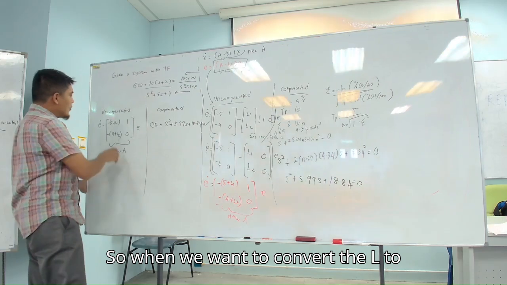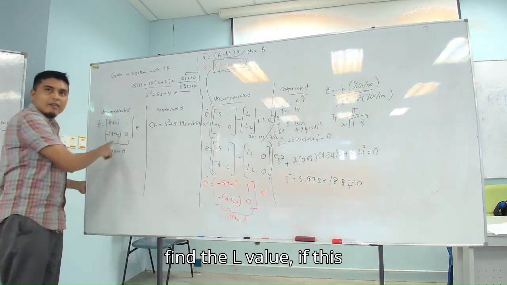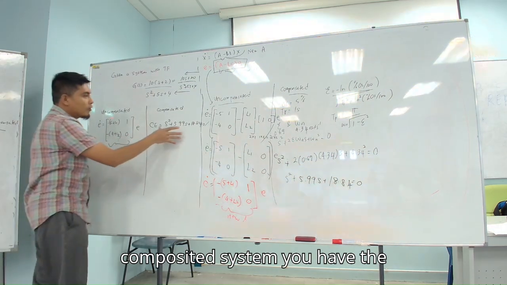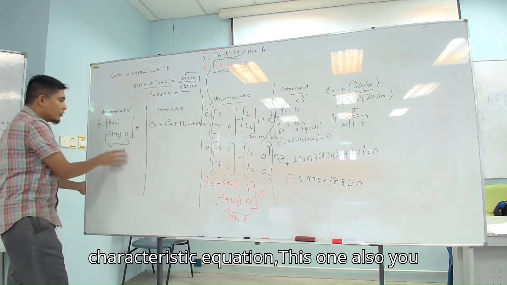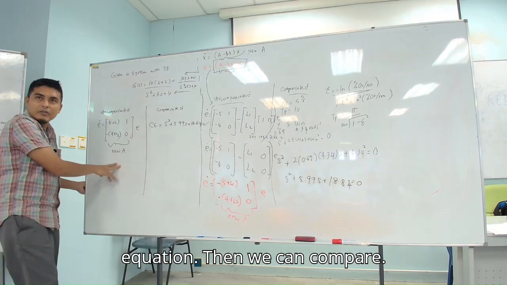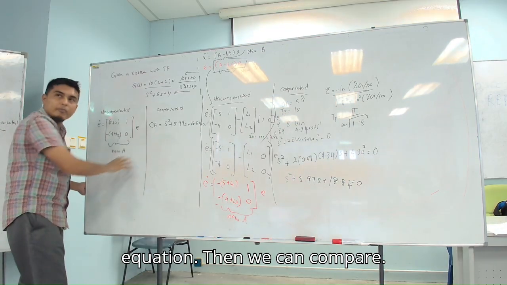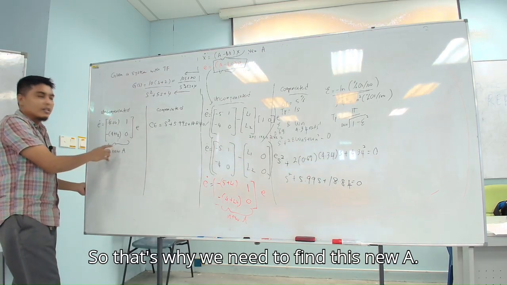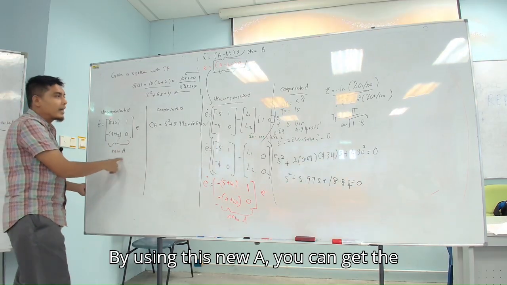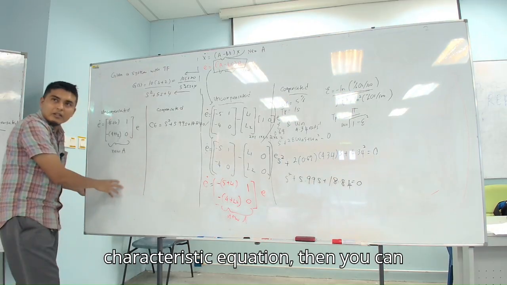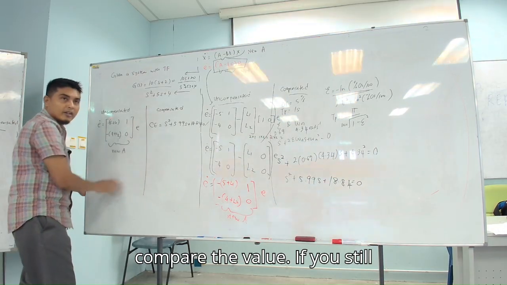So when we want to find the L value, the compensated system has a characteristic equation, and this one also you need to convert to the characteristic equation. Then we can compare. So that's why we need to find this new A. By using this new A, you can get the characteristic equation. Then you can compare the values.